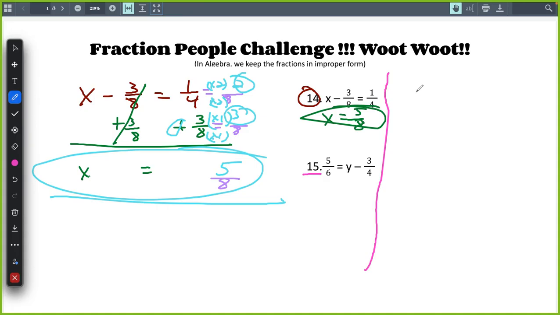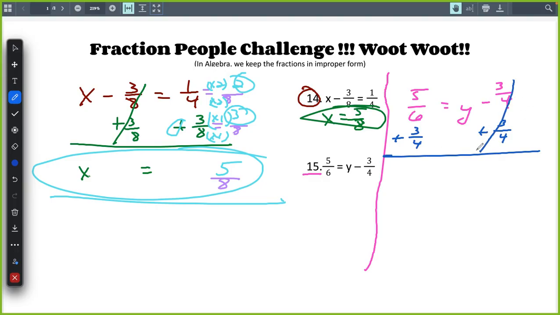Then I've got 15. So I'm going to do it over here. 5/6 equals y minus 3/4. Of course, here's my variable, so I need to get rid of this minus 3/4. So what's the opposite of minus 3/4? Well, plus 3/4, right? And whatever I do to one side, I got to do to the other. And there's my summation. I know this will zero out because it's minus 3/4 plus 3/4. That'll be 0. So I have y equals, and then I have to figure this out.